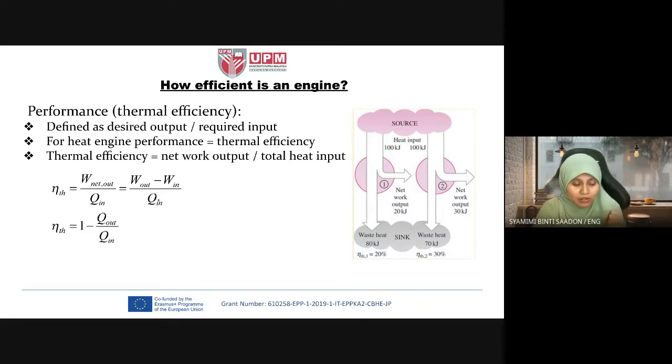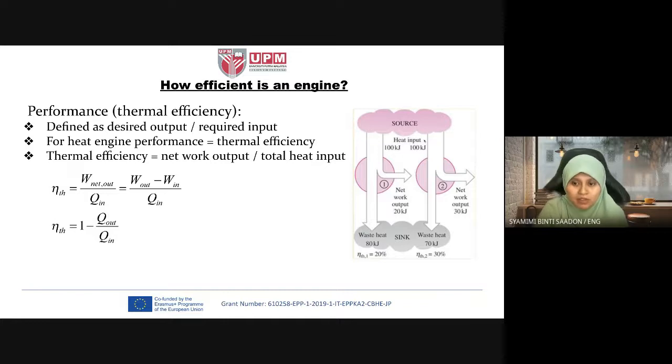If we need to burn fuel, how much fuel we need to burn, Q in. If we need to use solar energy, how much heat from the solar energy we need to give. This is the heat input. So we can write the thermal efficiency this way. Net power output, our desired output, or we can write W out minus W in, meaning the W out that we produce from the turbine minus the power that we use to run the compressor, the electricity, the fan, etc. Or we can also write it using only Q in and Q out, if you know the values of Q out and Q in.